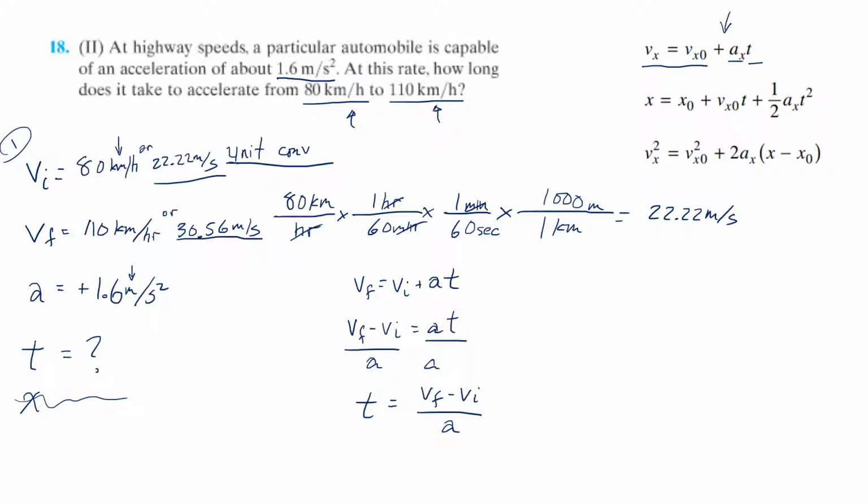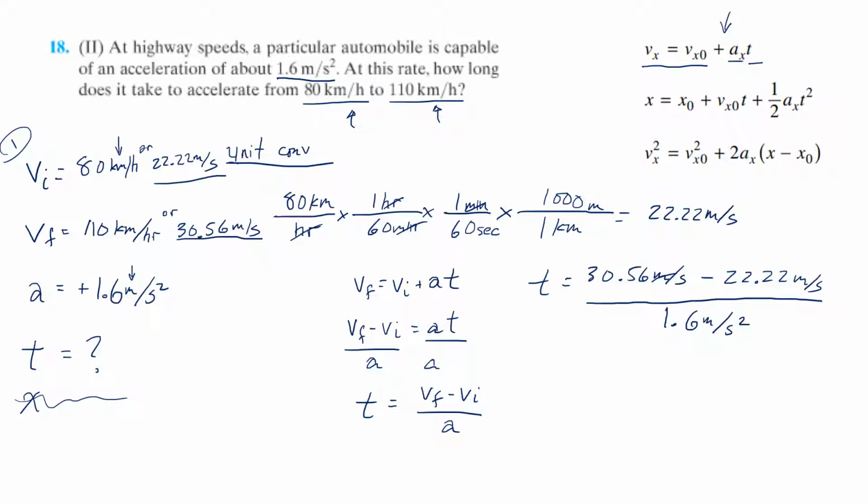Seems easy enough. I could just plug that in. T is equal to v final, which is 30.56 meters per second, minus v initial. V initial is 22.22 meters per second. And I'm going to divide all that by our acceleration. In this case, it's 1.6 meters per second squared.